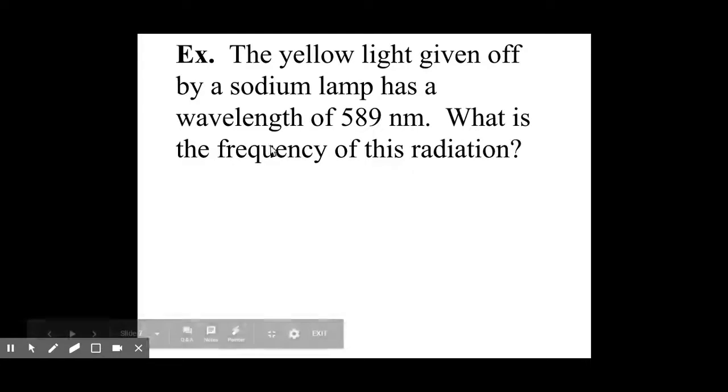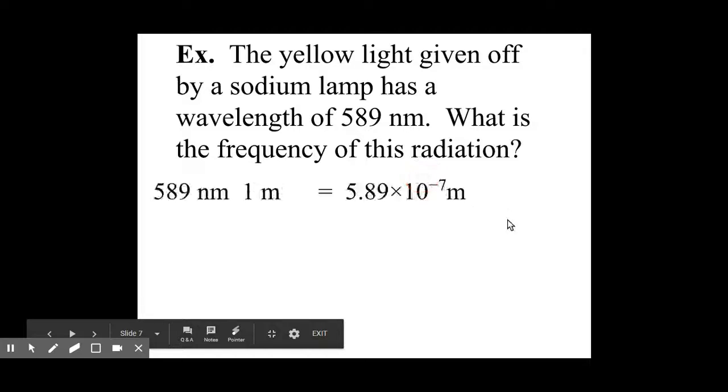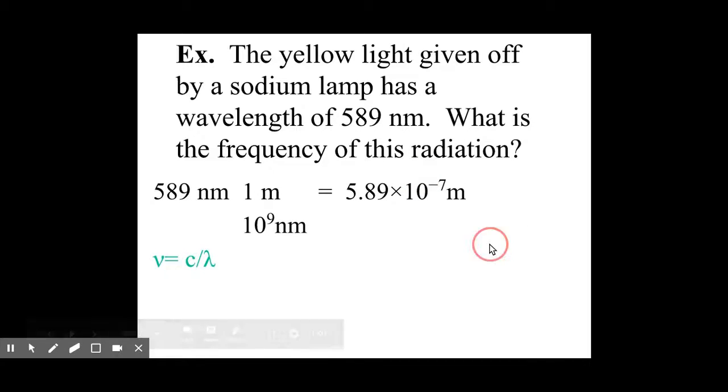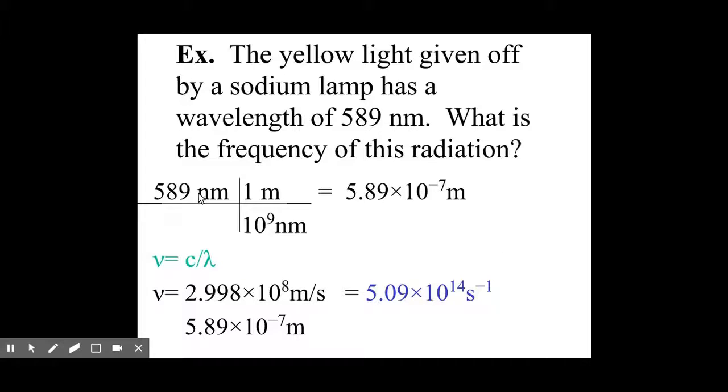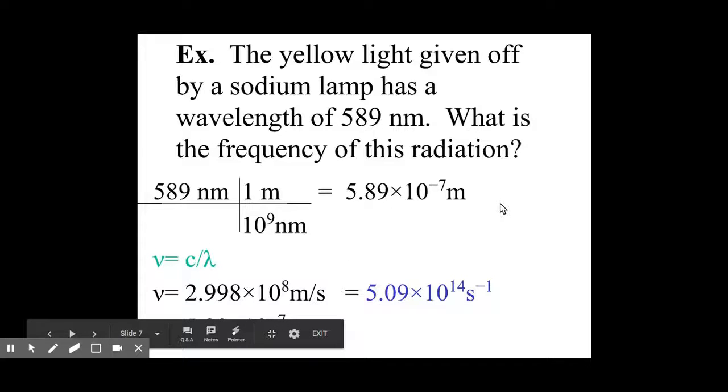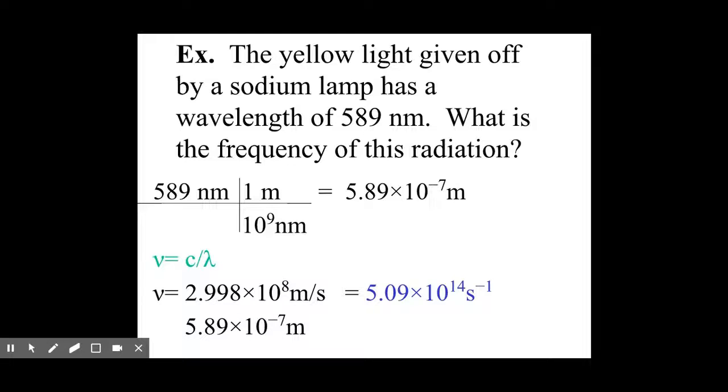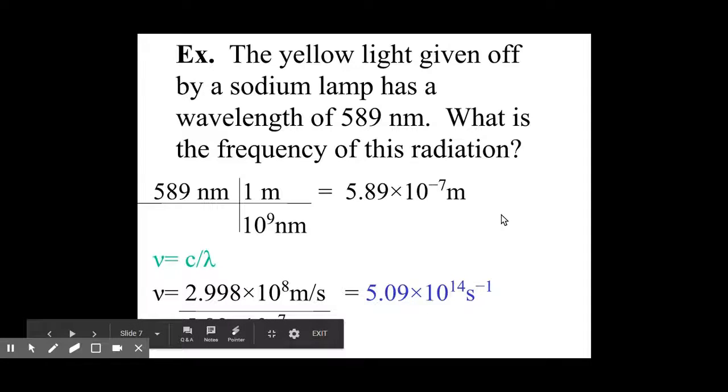If we know the wavelength here, we can calculate the frequency just by converting nanometers to meters. A neat little trick is to take the nanometers, move the decimal place over twice to the left, and then multiply by 10 to the minus 7. It works every time. We can then calculate the frequency by taking the speed of light divided by the wavelength, and we find our frequency is 5.09 times 10 to the 14th.